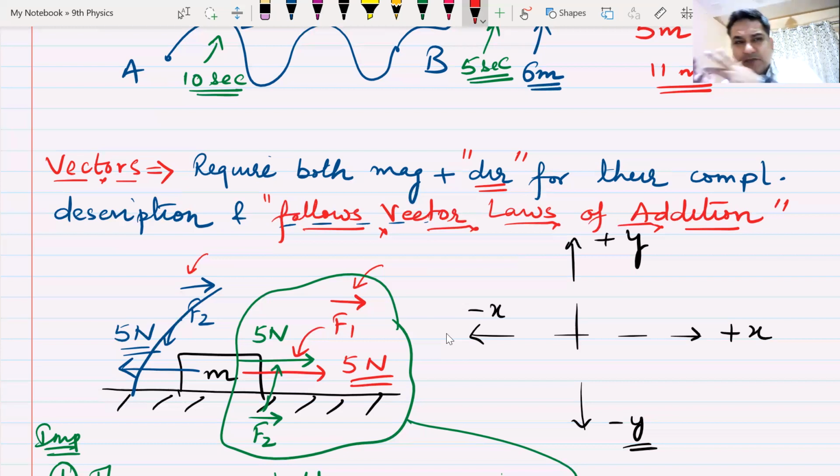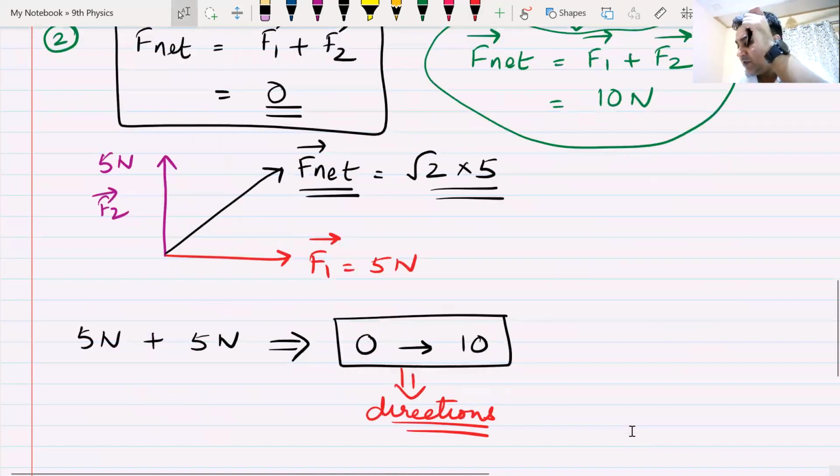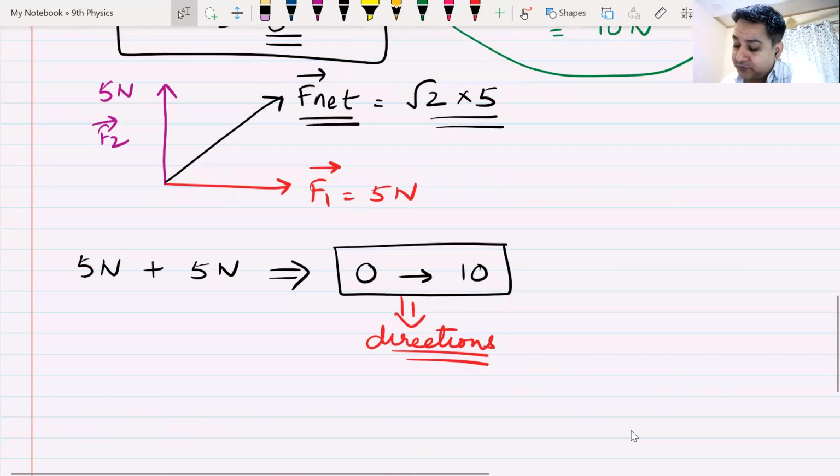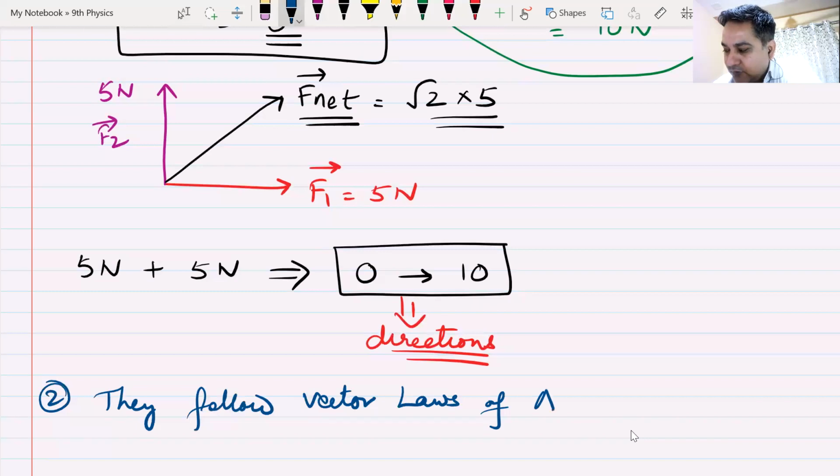Then you will ask, sir, why is there a need to add this line? Even if you don't add this line, you can just add it in important points. You can just add an important point number 2: they follow vector laws of addition. Just write this and be happy. Why do you have to add this into the definition?